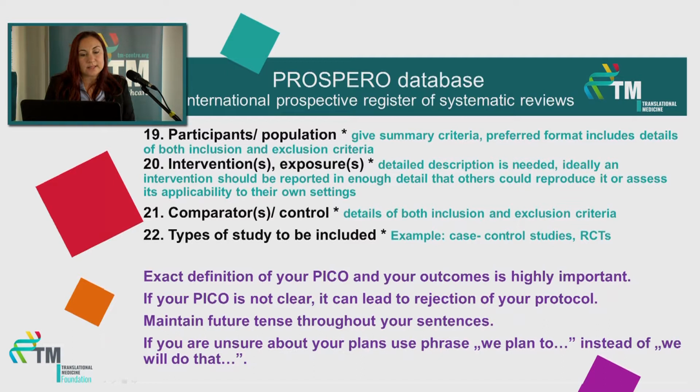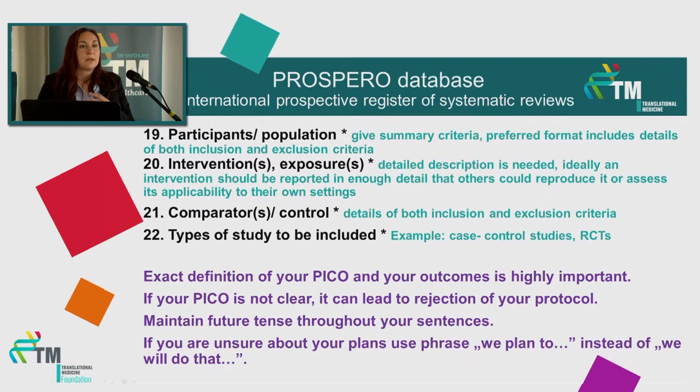And the types of studies to be included, examples are case control studies, or if you plan to just have randomized controlled trials, you should indicate it here at this point. And I highlighted for you the most important practical things once again. An exact definition of your PICO and your outcomes is highly important. If your PICO is not clear, it can lead to rejection of your protocol.